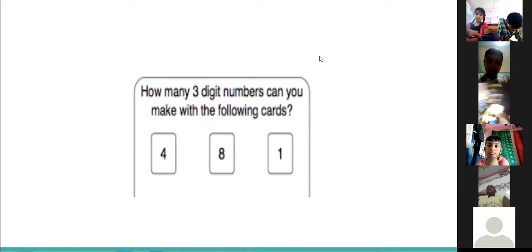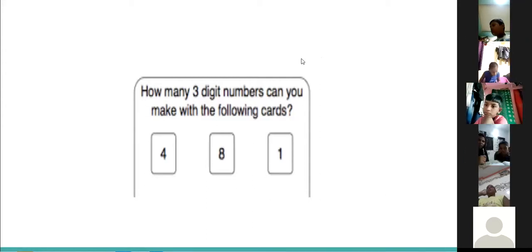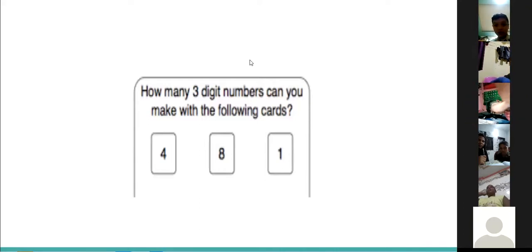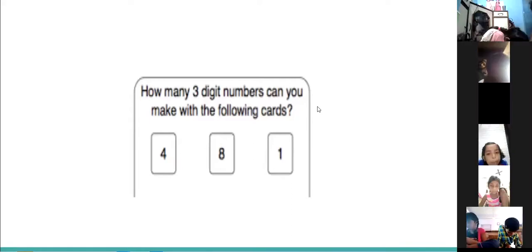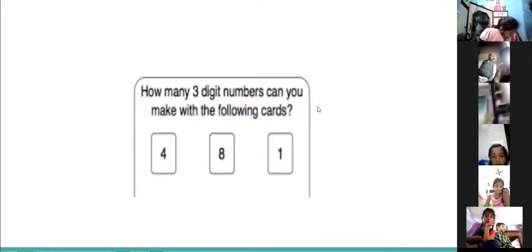You can do it in your notebook first and then write it down in the chat box. Try to make as many numbers as you can from these cards. One number that is easily visible on the screen is itself a 3-digit number. But after that, you will try to make other 3-digit numbers. You can shift the numbers here and there, and then you can form it. I'm just giving you an idea.